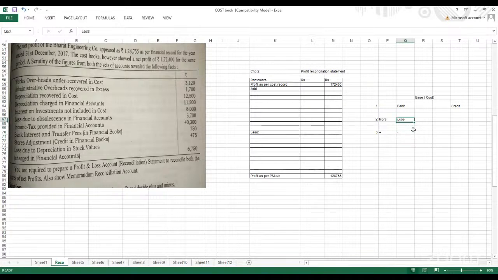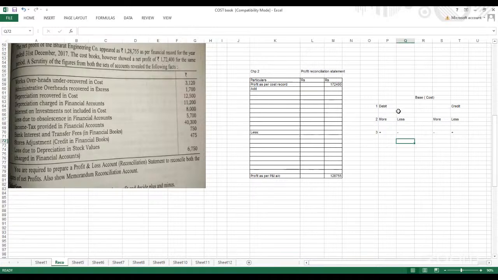Now we have to go to credit side. Again, there we have to check whether the given item is more or less. But the effect will be exactly reverse. If it is more, we have to subtract, and if it is less, we have to add. Now, I'll show you how to practically do it. Otherwise you will be confused with more or less. I'll show you how to do it, one by one.